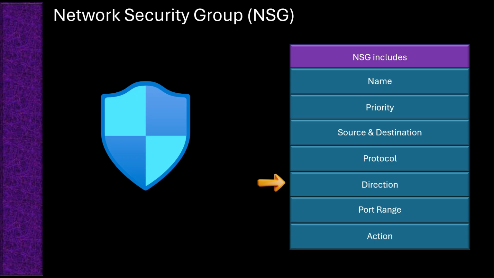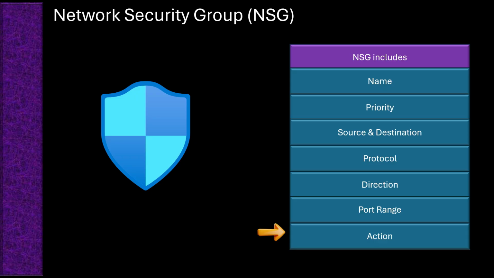For example, an inbound rule might allow web traffic from the internet, while an outbound rule might restrict communication from resources to specific IP ranges. Port range identifies which ports the rule covers. This can be a single port like 80 for HTTP, or a range which gives you flexibility to cover multiple ports with a single rule.